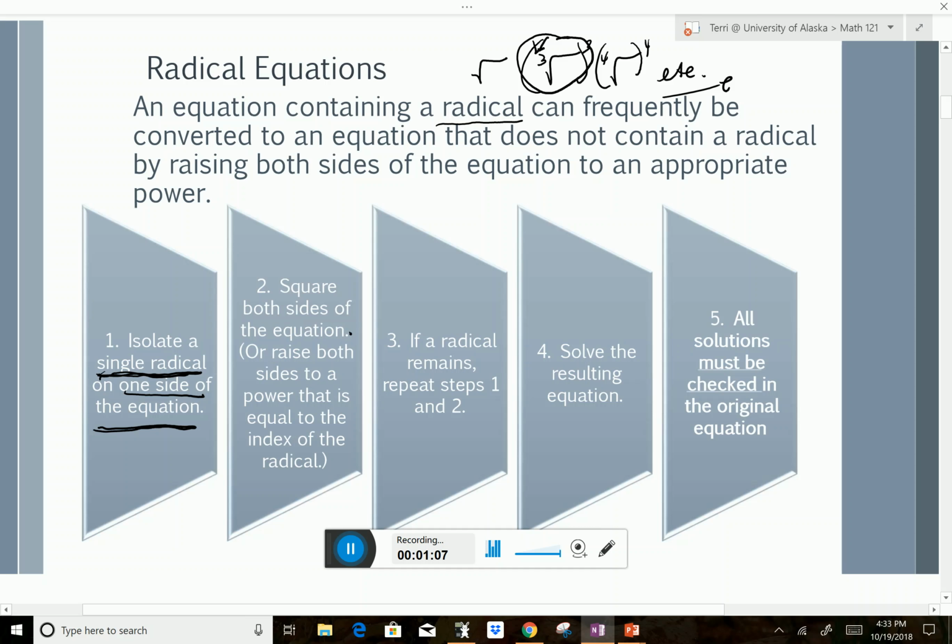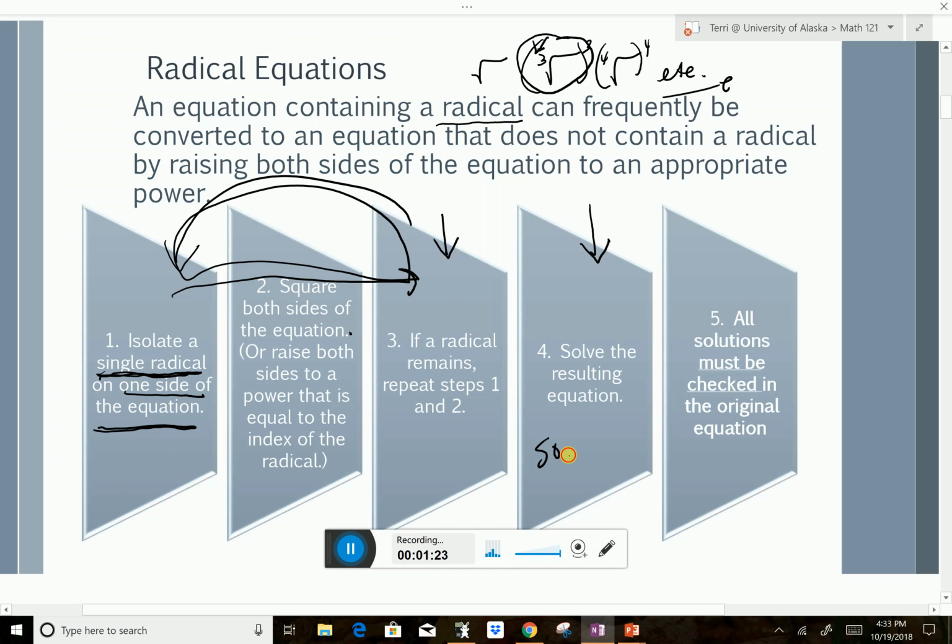Then we clean that up a little bit, and if we still have a radical, because sometimes there's two radicals in the equation, then we have to go back and start over. And then we keep doing this until there's no more radicals. We solve the resulting equation, which can sometimes be quadratic. So sometimes there might be factoring involved or something else. And then all solutions must be checked.